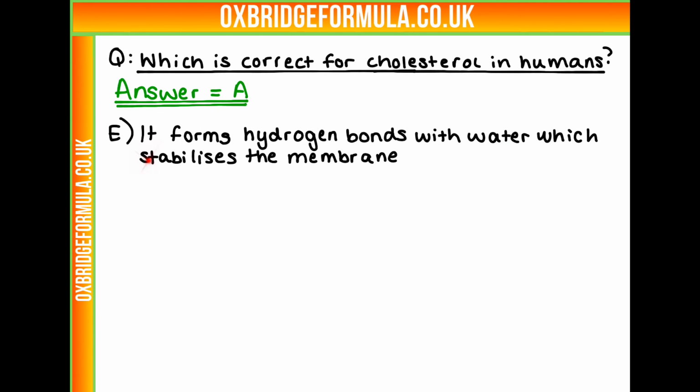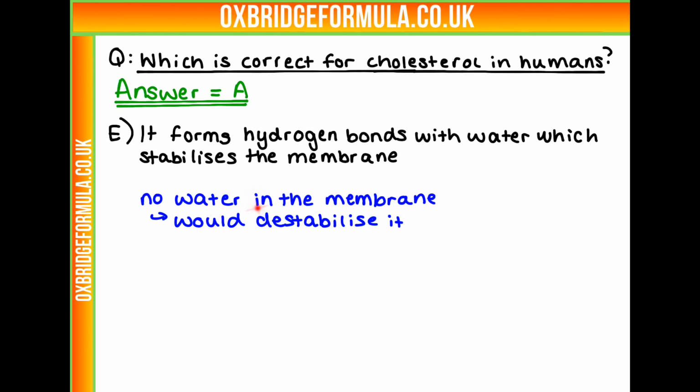E states that cholesterol forms hydrogen bonds with water, which can help stabilize the membrane. I've already discussed, it actually binds to the phospholipids in the membrane to help stabilise it and also interacts with the fatty acid tails. Cholesterol is found firmly inside the membrane, not outside, and there is no water in the membrane, as that would really destabilise things and cause the cells to lyse. So this is also incorrect, leaving us with our final answer of A.